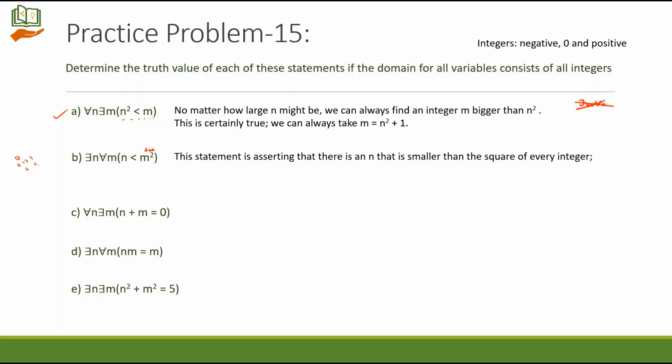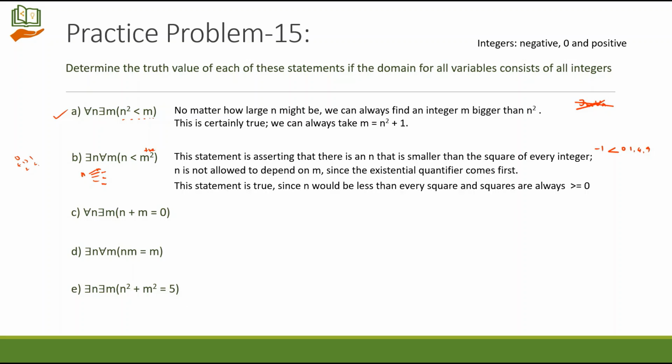So let's take 0, 1, 4, 9, everything. So we can have minus 1 or we can have minus 3. There is at least one integer that is smaller than all the squares. We can take it in this way. So this statement is also true. N is not allowed to depend on m since the existential quantifier comes first. So that's why we say n should be selected separately and it should be applied to all m values.